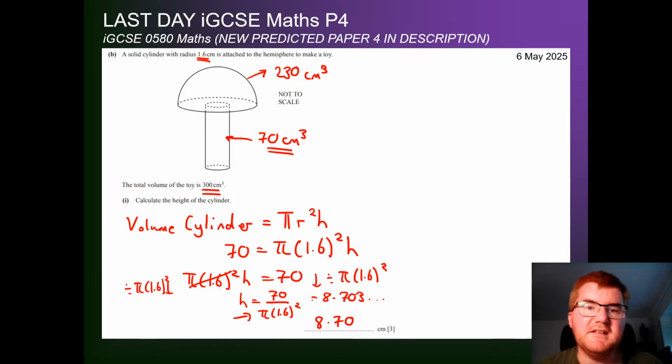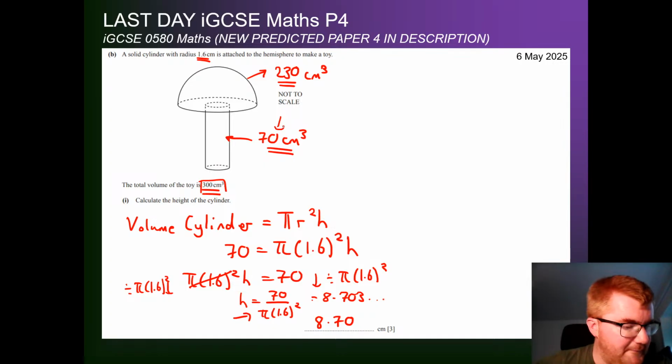Why 70 cubic centimeters? Because we know the whole thing is 300. We know from the previous question we have 230 for the hemisphere. So what's the difference between 230 and 300? That's going to be 70. Super. So do we lose marks for not writing the formula for the working? That's a great question, Advid.